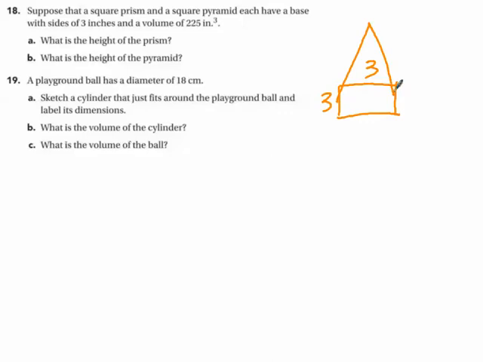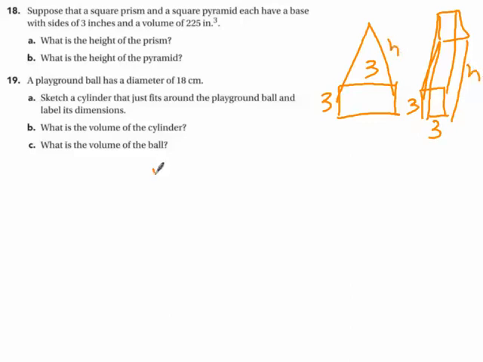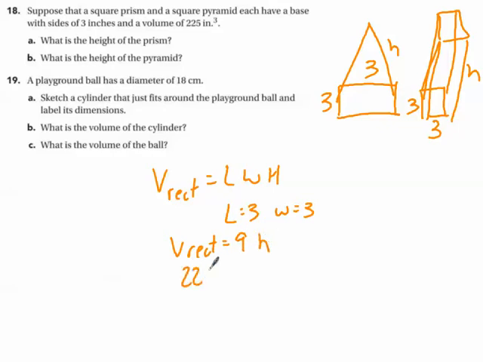This makes a pyramid, and then I have another one that makes a rectangle. That is also 3 by 3. So I'm trying to find the height. Now I know that the volume of a rectangular prism is length times width times height, and the length equals 3, the width equals 3. So I know the volume is equal to 9h. That tells me this is 225.